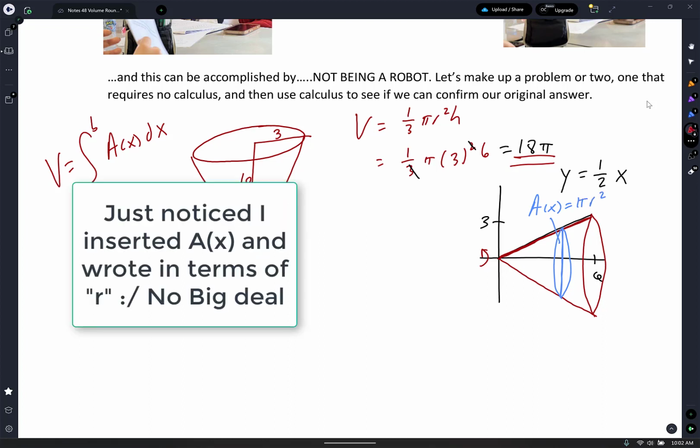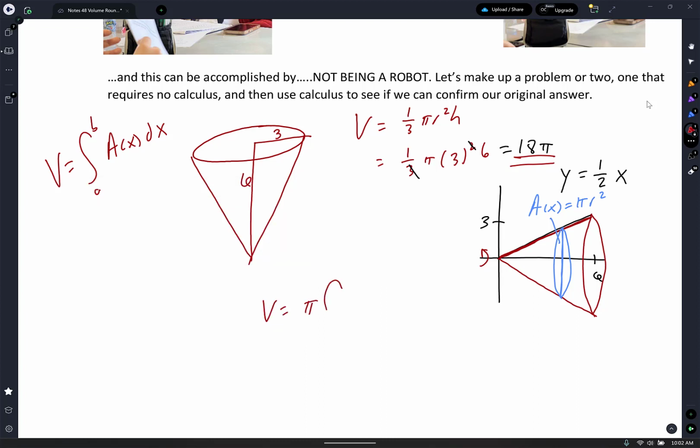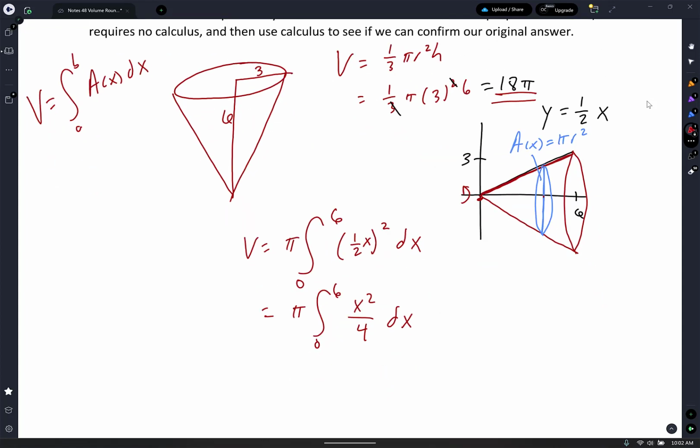Volume equals pi on the outside because it's a constant, times the integral. I'm going to integrate from what x value to what x value? And the radius is the distance from the x-axis to that curve, which is what? Perfect, dx. I'm going to square it. You don't have a calculator. So pi, integral from 0 to 6, of x times x is x squared, 2 times 2 is 4. We can do this without a calculator.